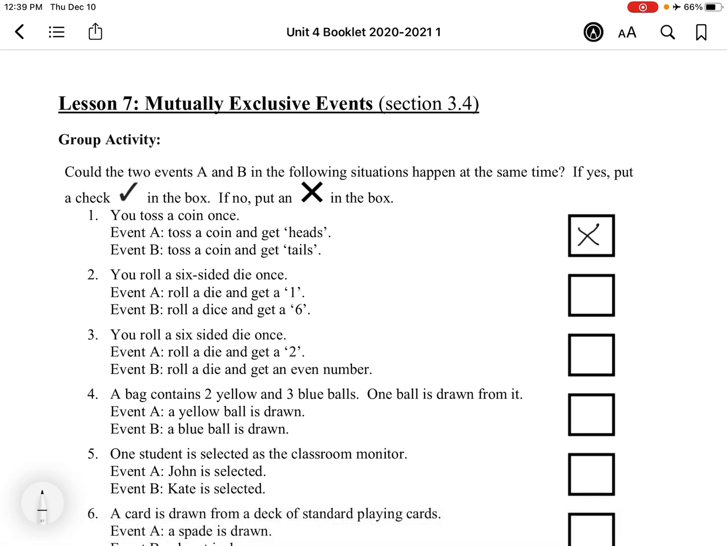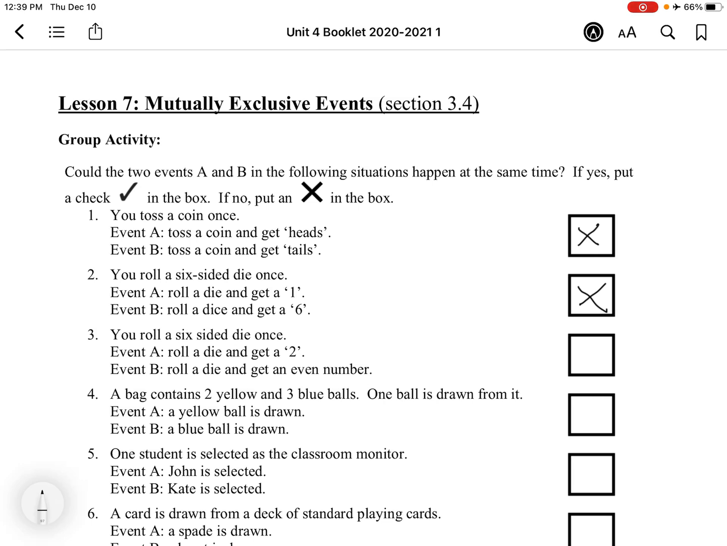So this one's going to get an X. Okay? All right, you roll a 6-sided die once. Event A, you roll a 1. Event B, you roll a 6. Well, you can't land on a 6 and a 1 at the same time, so this also gets an X.